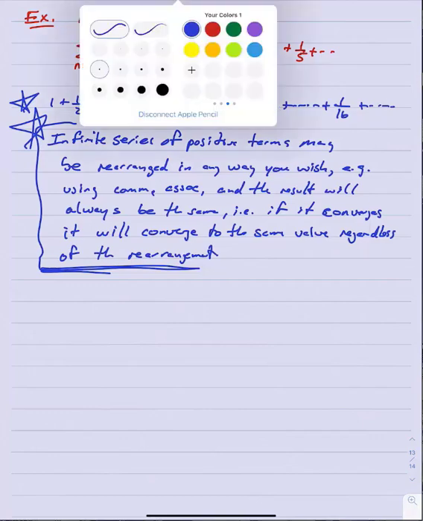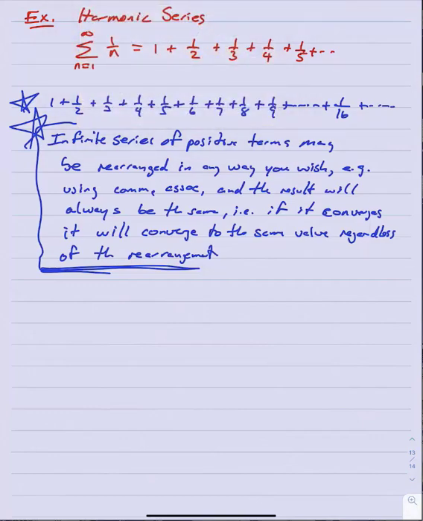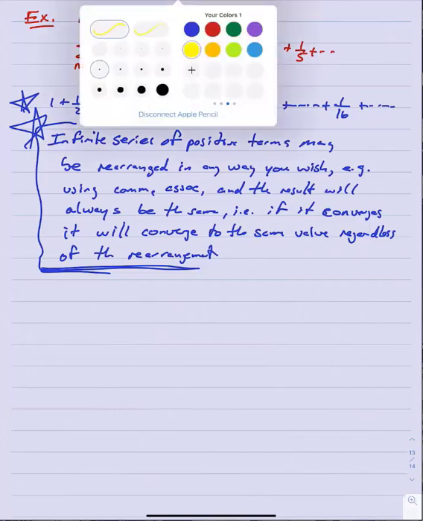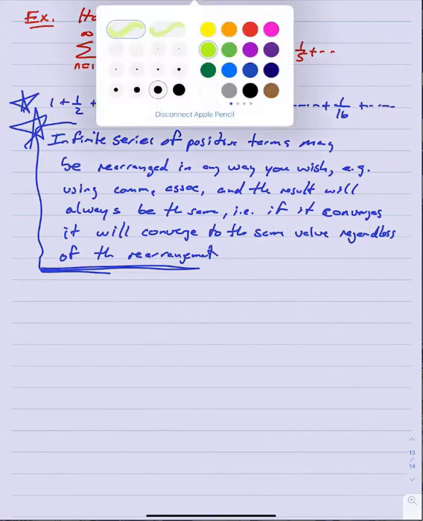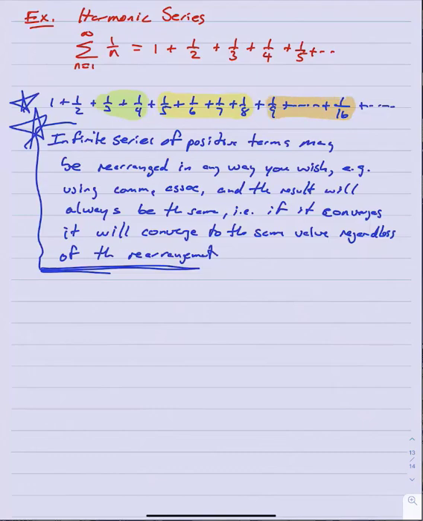Since I can regroup these in any way that I want, let's group these four. Ooh, not that one. Let's group these four together. And let me switch colors. Let's group these two together. And let's group these together. And let me just make the remark here. How many terms are there in this first green block? There are two. How many terms are there in that yellow block? There's four. How many terms are there in this block? Well, if you count those up, 1/9 through 1/16, you'll see there are eight numbers.